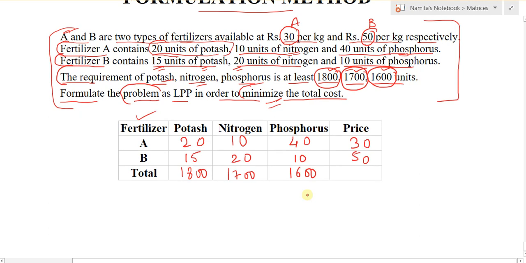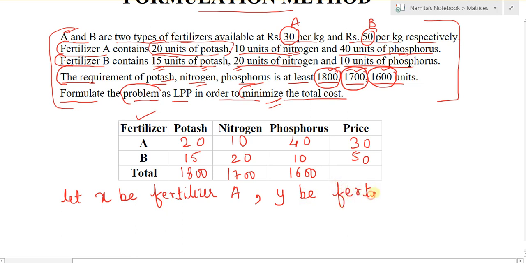Okay. Now first we have to decide the decision variable. So now let X be fertilizer A. So fertilizer A we have considered as X. Next, Y be fertilizer B. So now this is our decision variable.